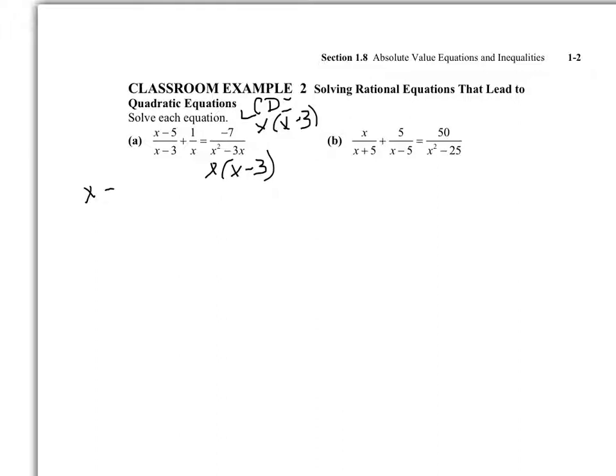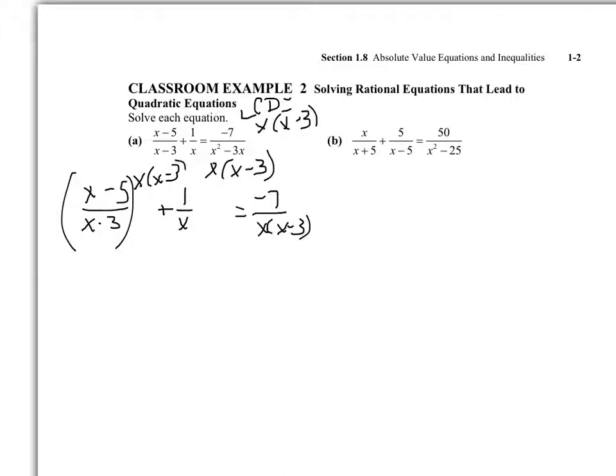Now, the rest of this is just like what we have done on the other problems. We're going to have to multiply every single term by this LCD, and I would leave that denominator factored as x times x minus 3, and now if I multiply every term by the LCD of x times x minus 3, let's see what we have left. And the one on the right also has to be multiplied by x times x minus 3.